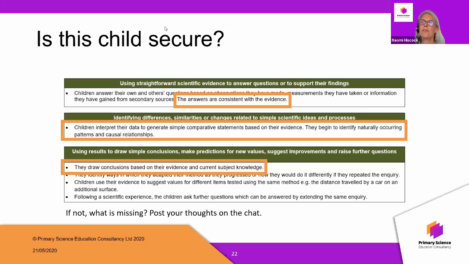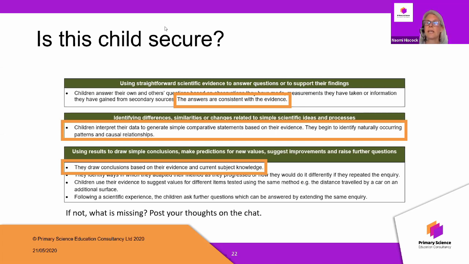Yeah, I agree with you, Monique. The bit that I'm particularly concerned about is that comparative language. He talks about the longest shadows, the shortest shadows. He's not using that comparative language. The answers are consistent with the evidence that he's got, so in that respect, I would think he's doing quite well. I think he falls short on that second bullet point there, the comparative statements.